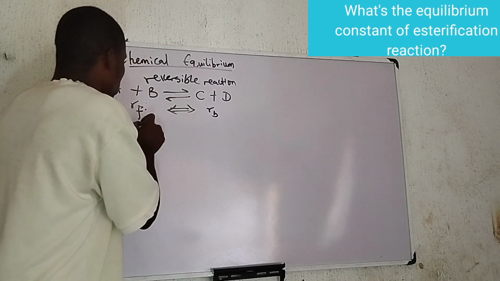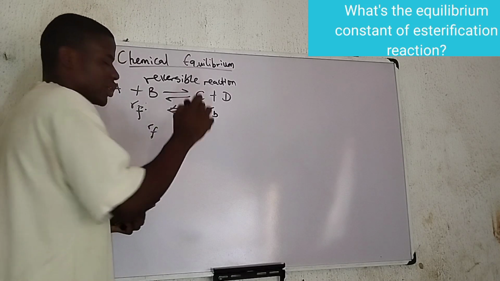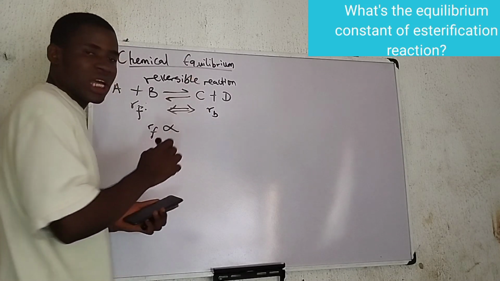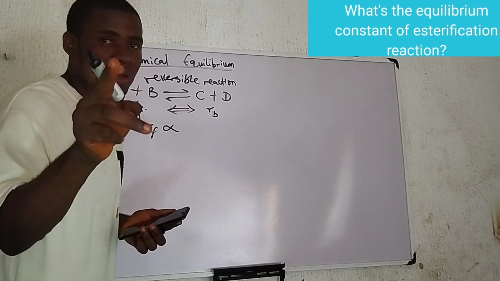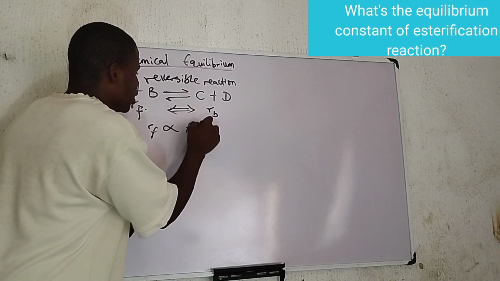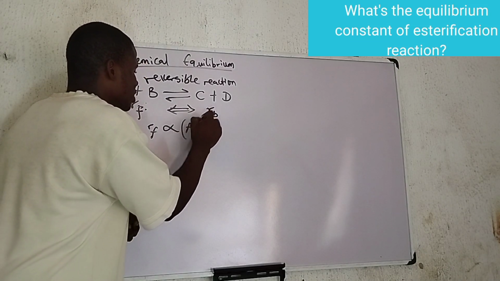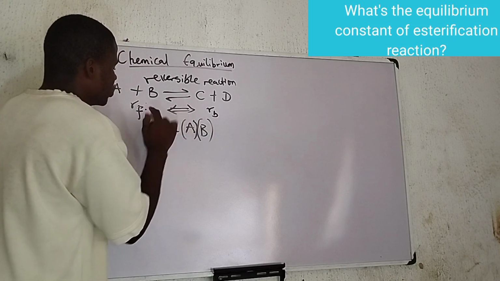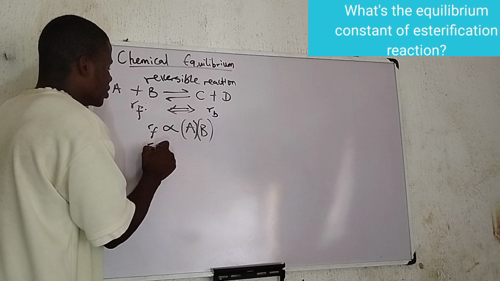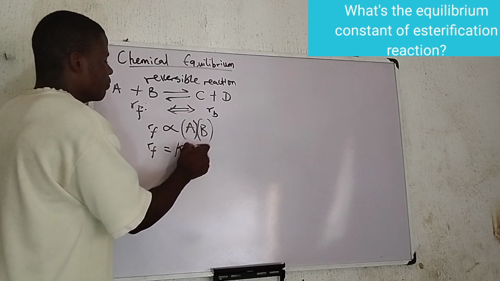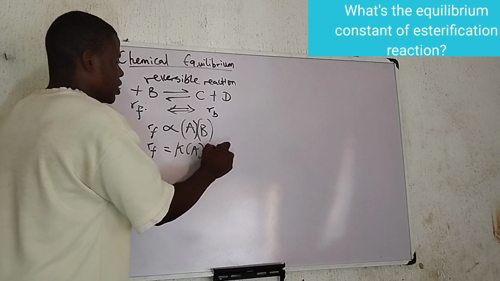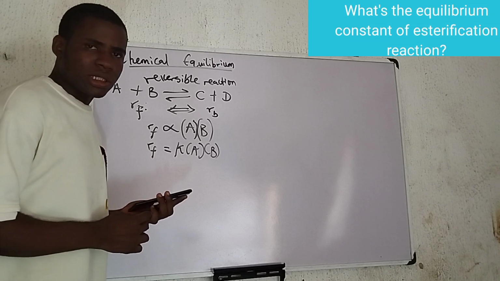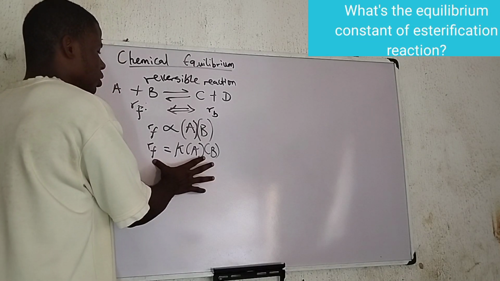So the rate of forward reaction is directly proportional to the active masses in the forward reaction, which are A and B, so we write A times B. From mathematics, if we remove the proportionality sign, we have R subscript F equals K times A times B. So this is for the forward reaction.